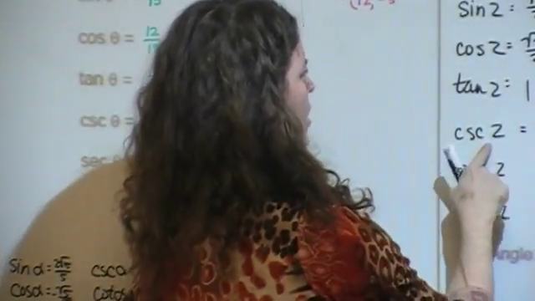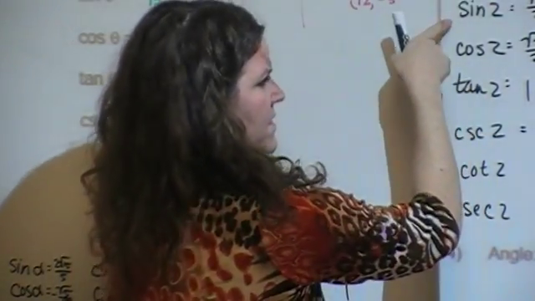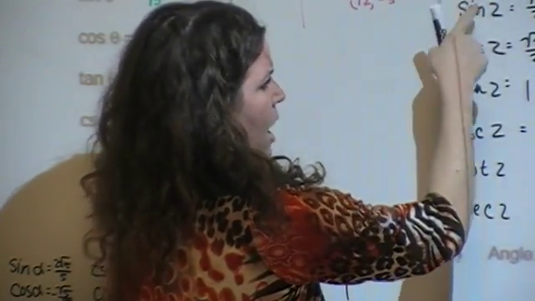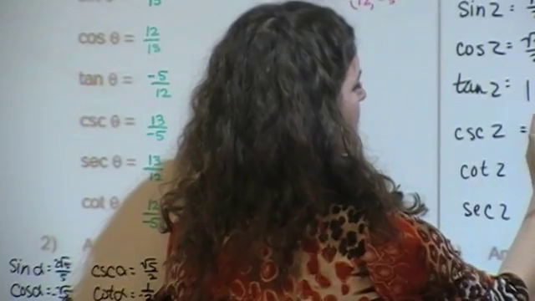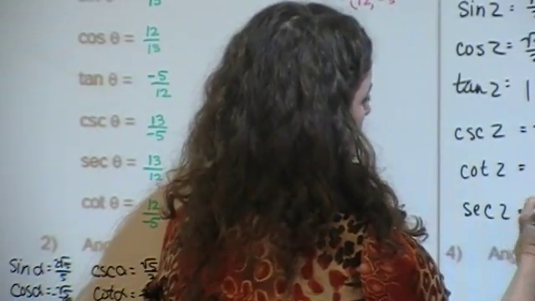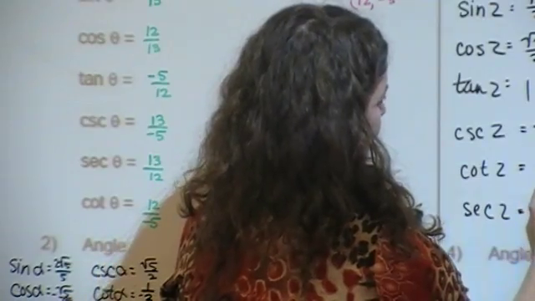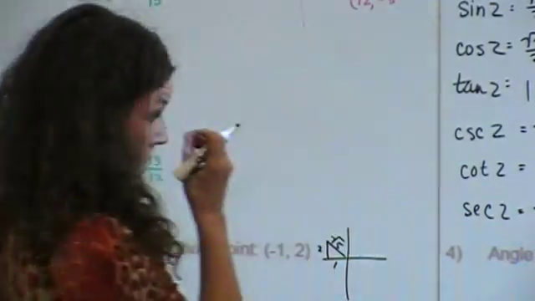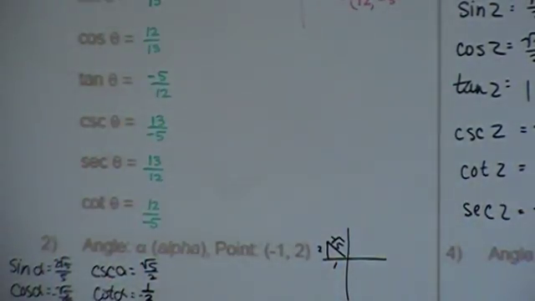Okay, so cosecant, remember, cosecant goes with sine. And sine is opposite over hypotenuse, so this one would be hypotenuse over opposite. Okay, wait, quadrant.